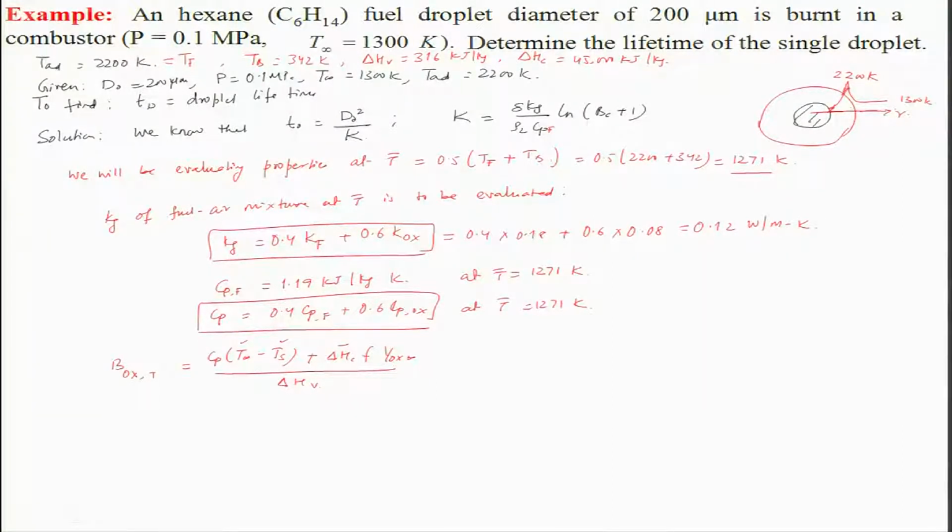But you need to find F, which you can find from the oxygen in air. So then F has to be found out. For that you will have to use the stoichiometric oxidizer to fuel ratio. F is the fuel-oxidizer ratio, right?